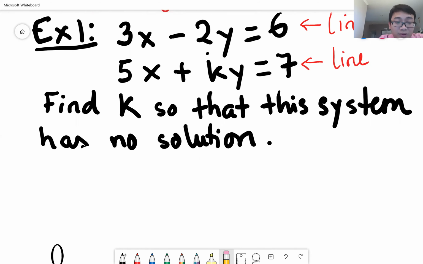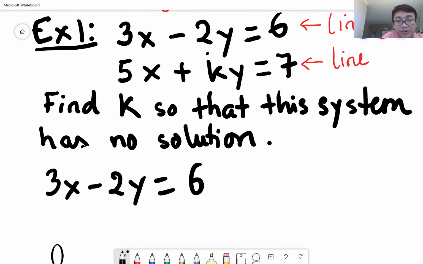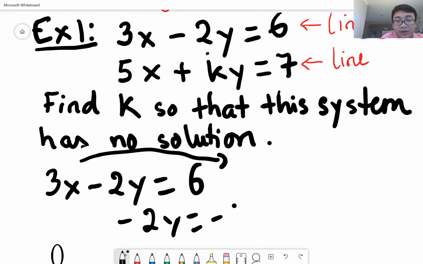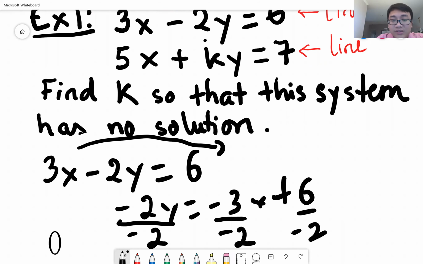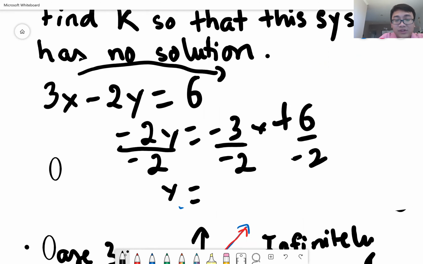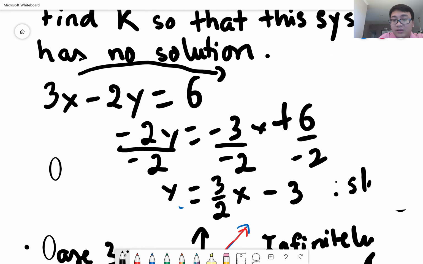I don't know if you remember this, but in Algebra 1, they taught you how to solve for y, right? So you move the x over there. You're going to get negative 2y equals negative 3x plus 6. And then you divide by negative 2. So here, as you notice, the slope is 3 over 2x minus 3. So the slope here is 3 over 2.